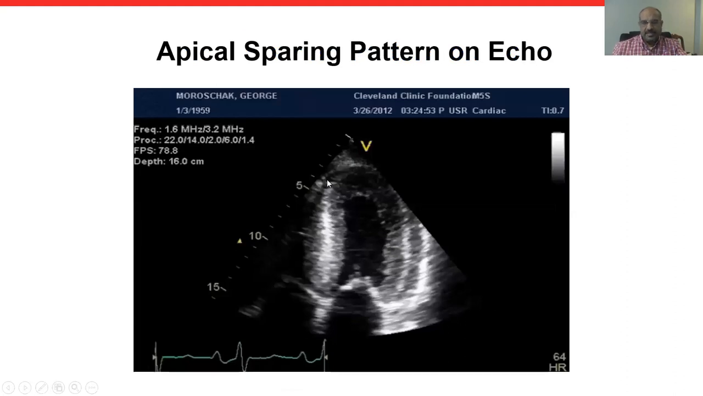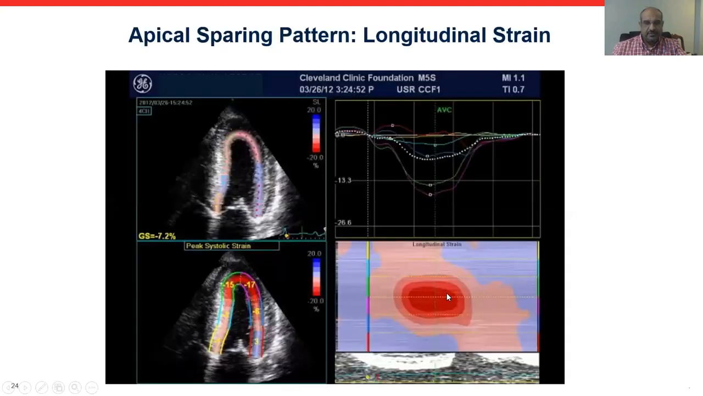Echo, as you can see again, diffuse LVH, sparkling appearance, granular appearance of the myocardium with left atrial enlargement, as you can see. And the most important is the strain pattern, sorry, apical sparing. The apical sparing, or the bull's eye, is a very specific sign for cardiac amyloidosis.